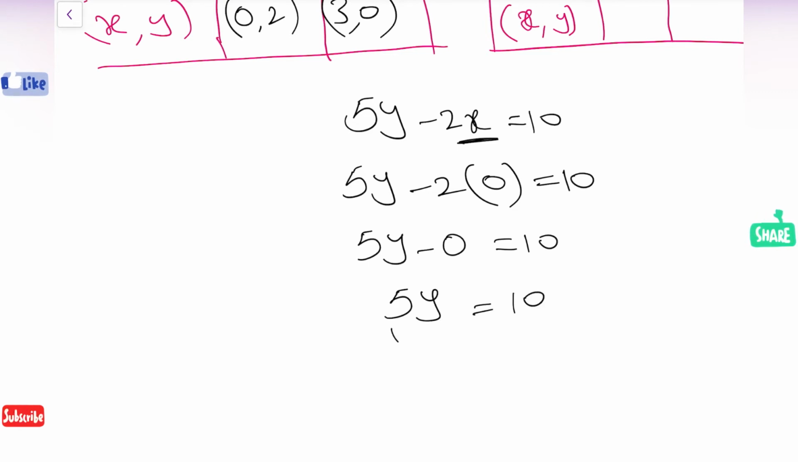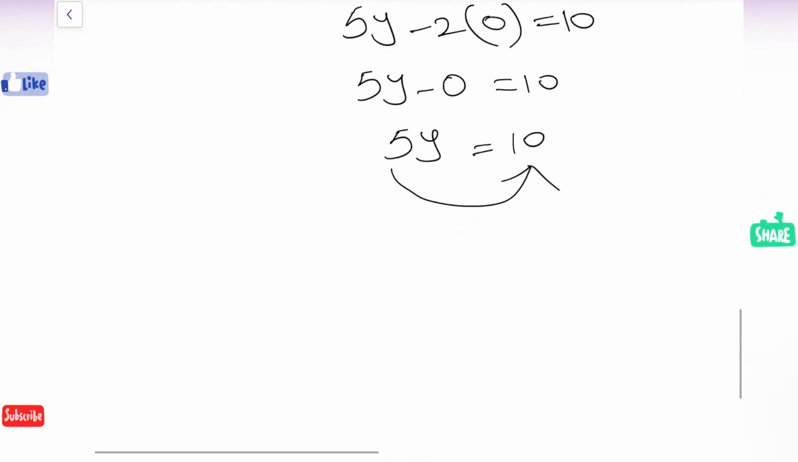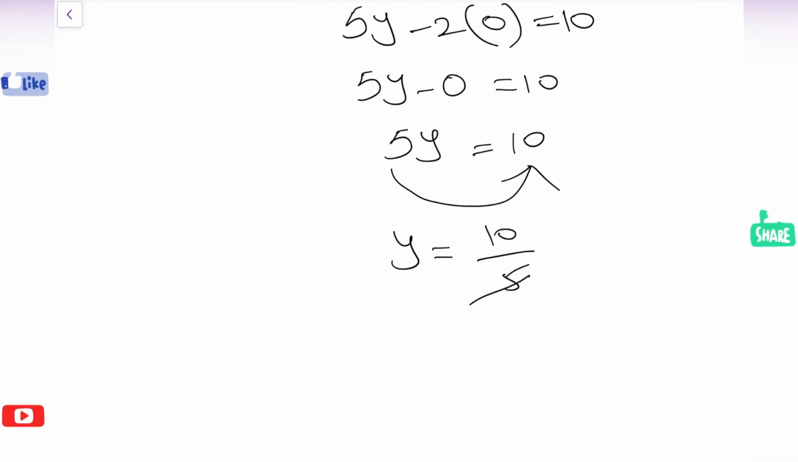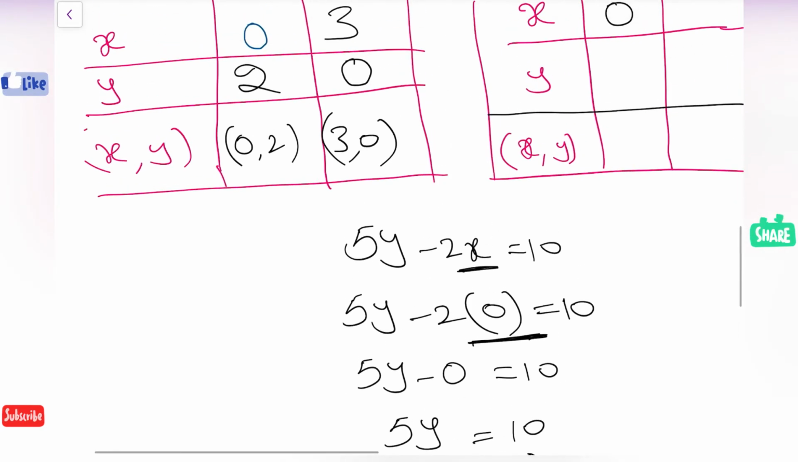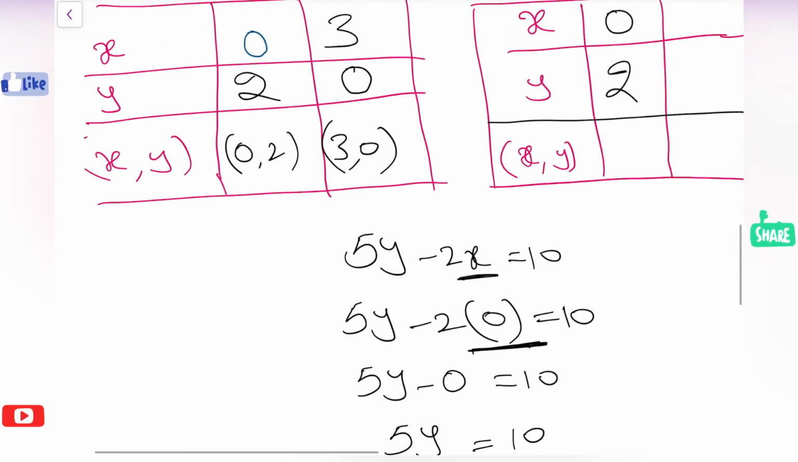We want the y value, so take 5 to the right side, then it will become division. Y is equal to 10 by 5. 5 ones are 5, 5 twos are 10. So y is equal to 2. When we substituted x value 0, we got the y value 2. So x 0, y 2. This will become 0 comma 2.